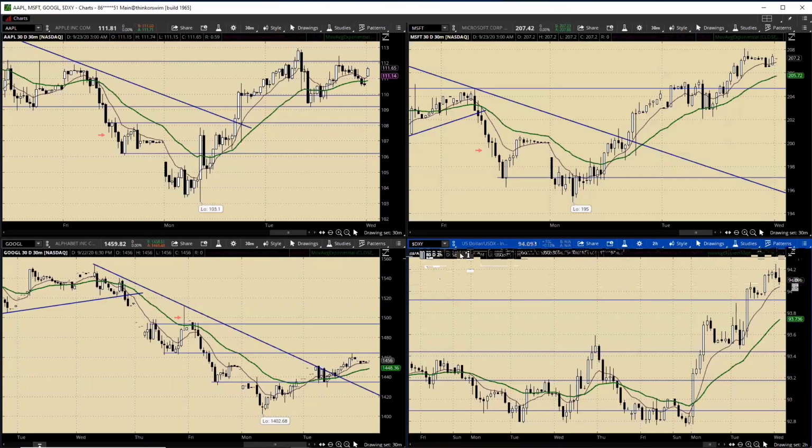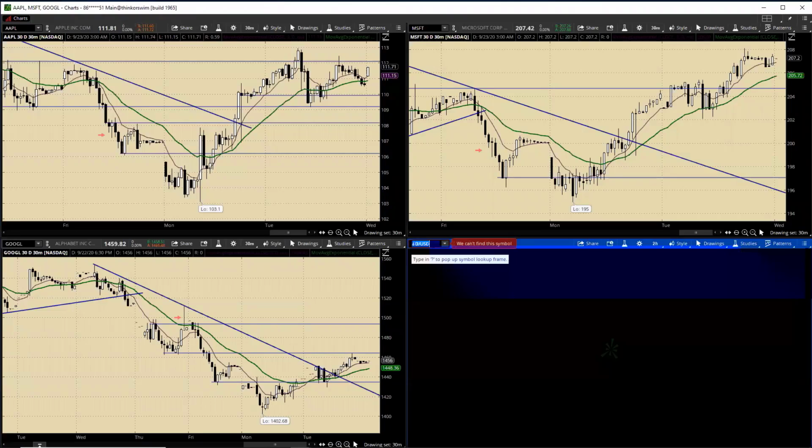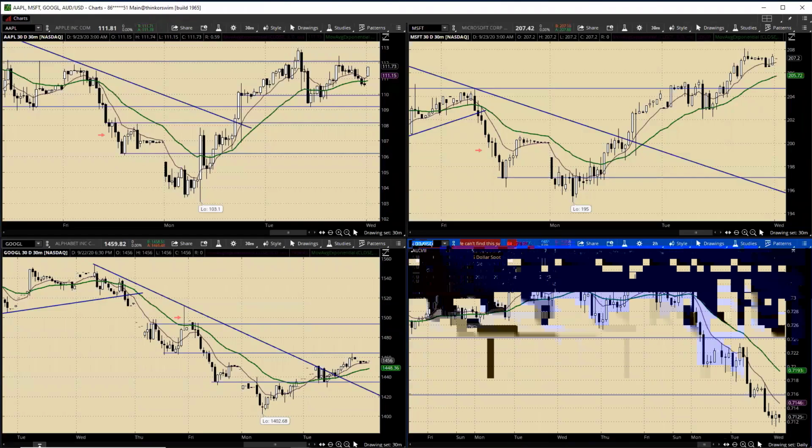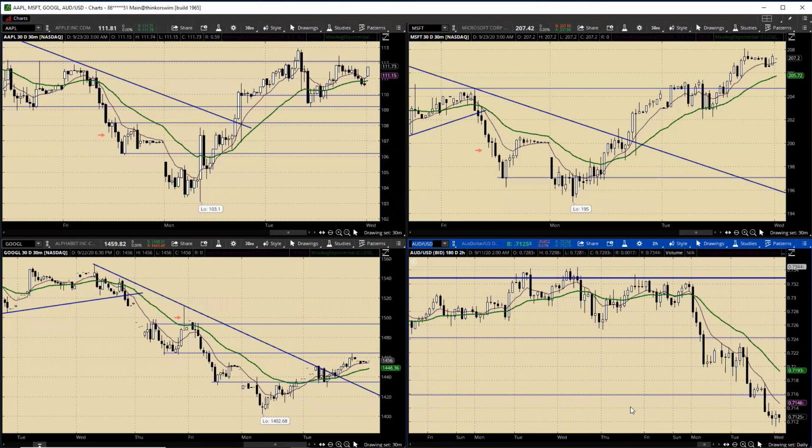Let's see. We'll take a look here at the Aussie dollar, and also down here towards its lower end. We'll go on and take a look at the economic activity for today, see what's on the horizon.